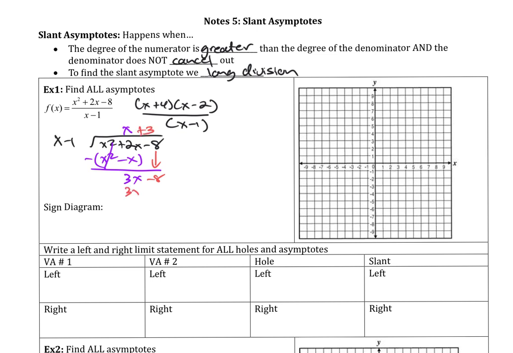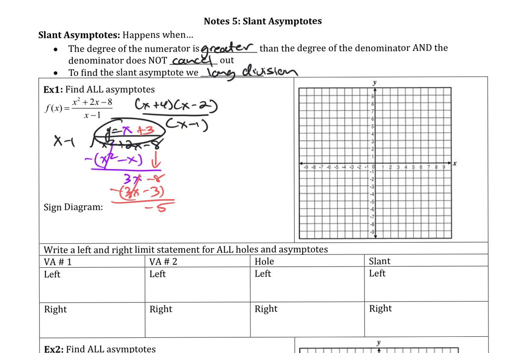and that's going to get me 3x minus 3. And then we're going to subtract. When we subtract, 3x minus 3x is going to cancel. And then negative 8 minus a negative 3 becomes a minus 5. Now for the equation of our slant asymptote, this minus 5 is a remainder. And we're going to just ignore that, which means that the equation we're going to end up with is what we have on top: y is equal to x plus 3.